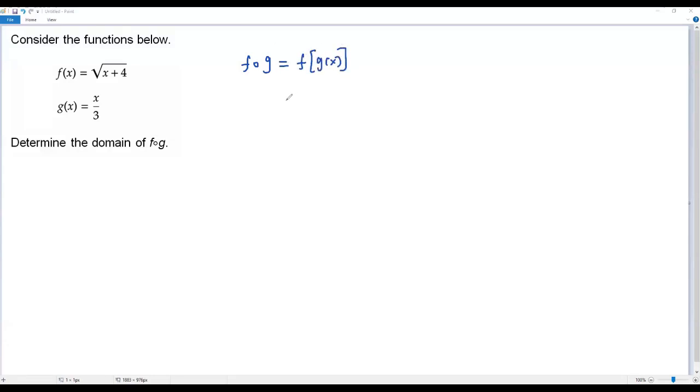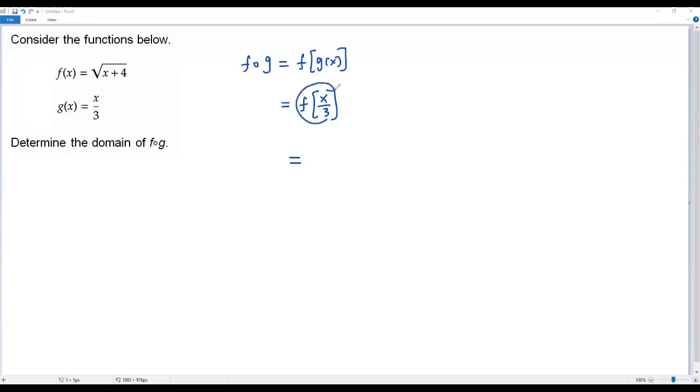Let me write it over here. Now, we know g(x) is x/3, so we can plug in x/3 for g(x). Then I'm getting f(x/3). We already know f(x) is √(x + 4). So here, in the place of x in f(x), we have x/3.